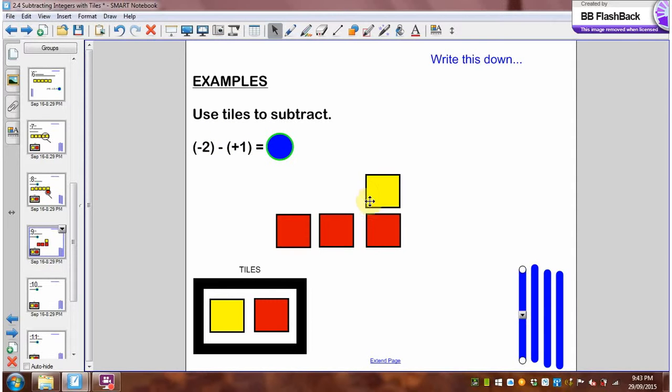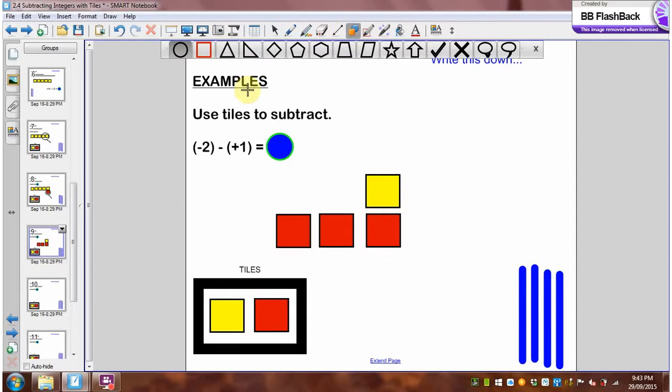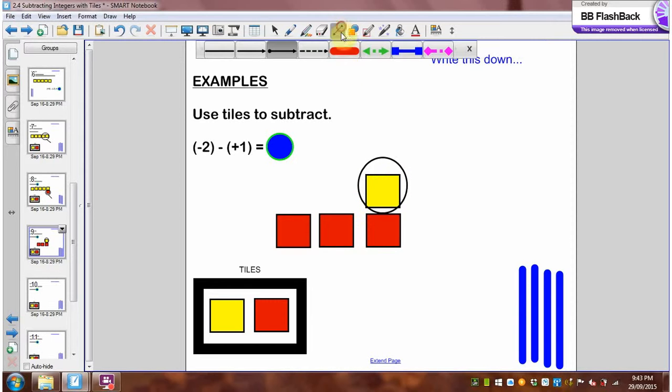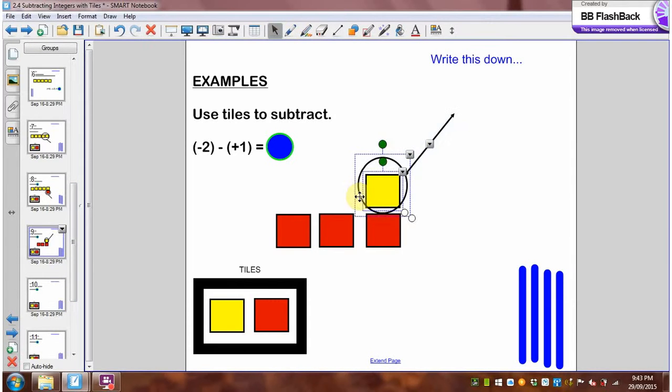So here's our +1. We're going to circle it, and we're going to take it away. Once we do that, we see what we are left with. Make sure you write this down in your book. We're left with 1, 2, 3 negative tiles, or -3. Make sure you write that out in your exercise book, and make sure you show that you're taking away the positive.